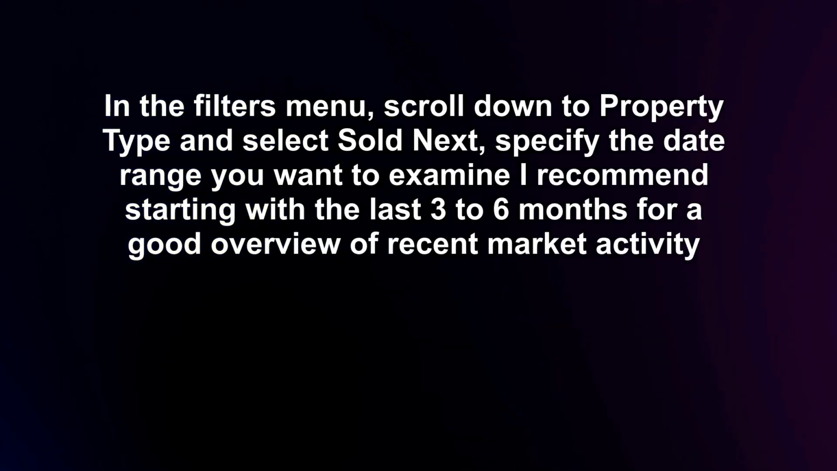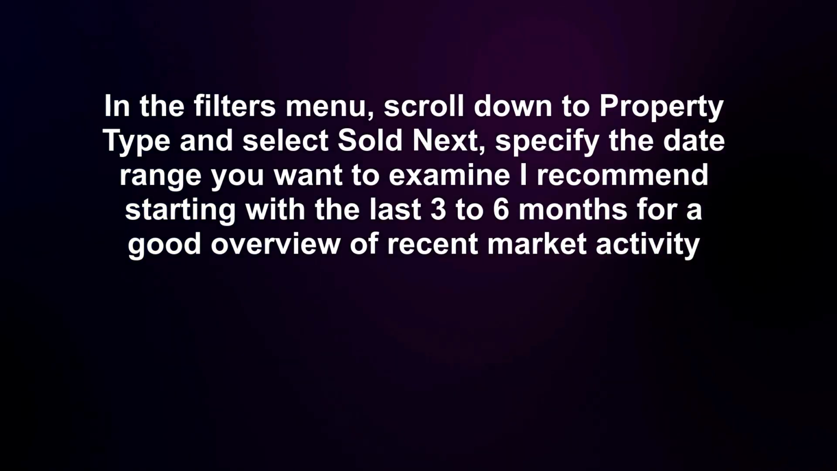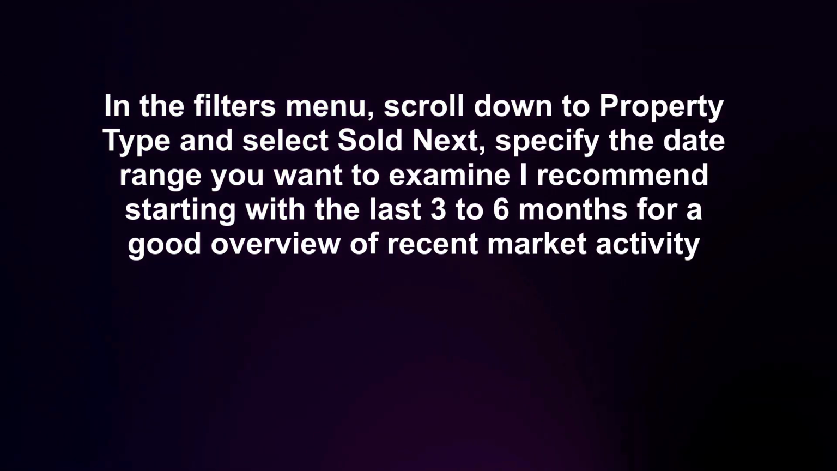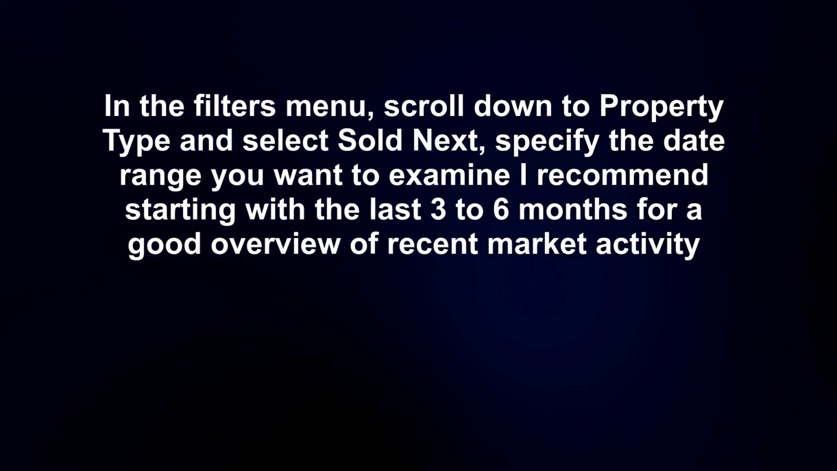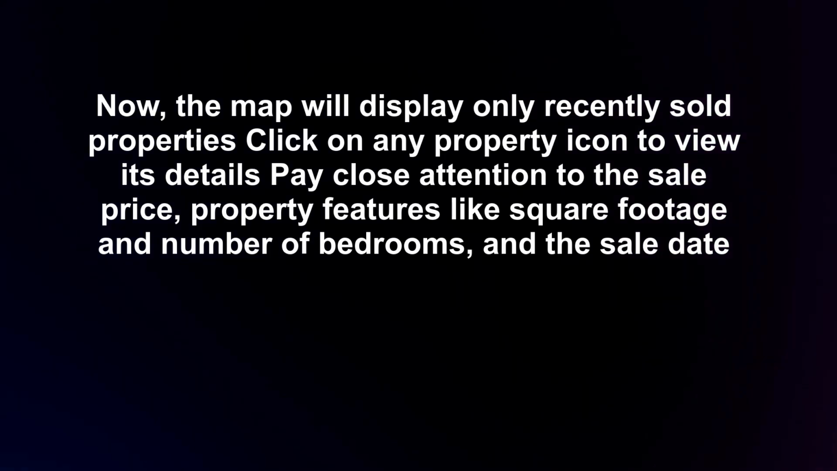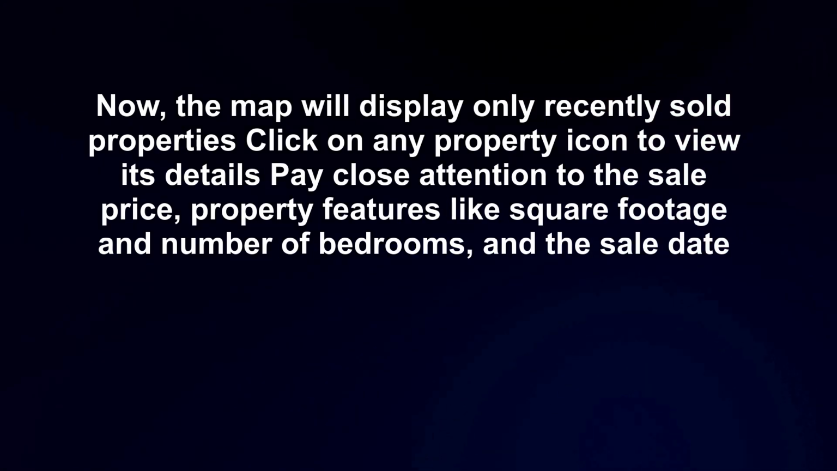In the Filters menu, scroll down to Property Type and select Sold. Next, specify the date range you want to examine. I recommend starting with the last 3 to 6 months for a good overview of recent market activity. Now, the map will display only recently sold properties.